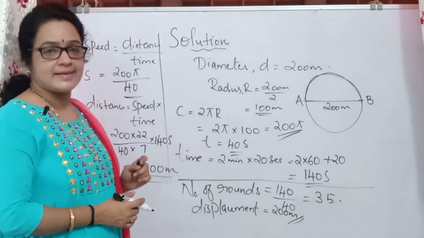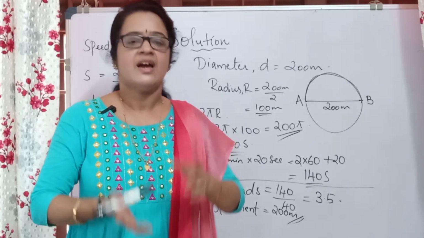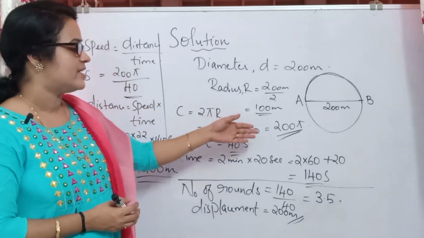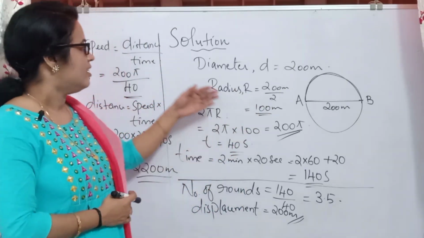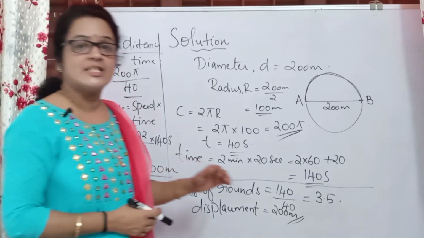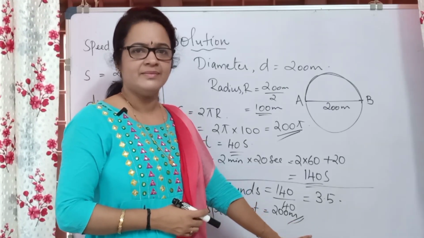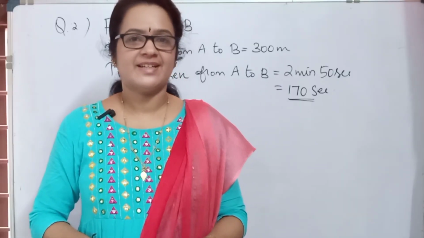Now we are getting the answer for both questions, that is to find the distance and displacement after a time interval of 2 minutes and 20 seconds. So here we have the distance as 2200 meters and the displacement as 200 meters. Clear? Now we can move to the second question.